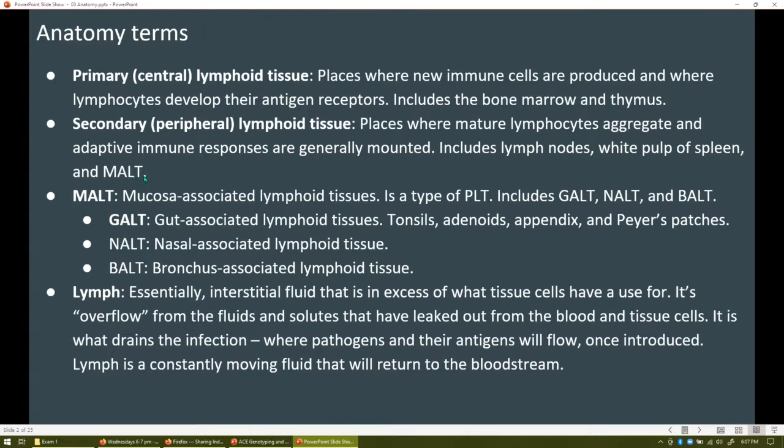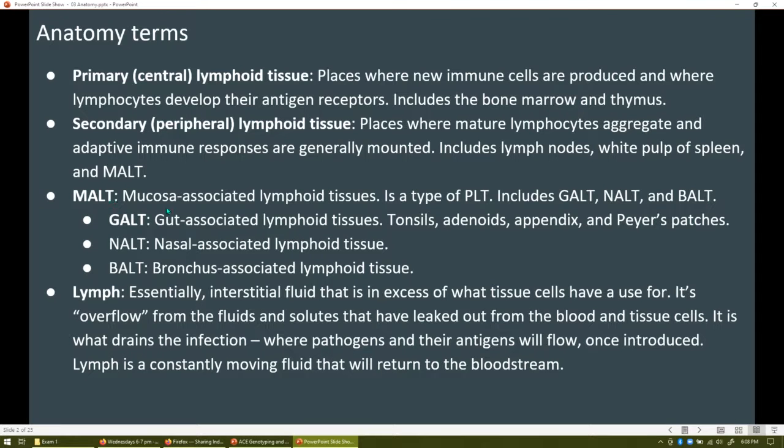mucosa-associated lymphoid tissues also. There is such a thing as tertiary lymphoid tissue, and that is temporary structures that form during an infection, usually in close proximity to the infection. You have B cells organizing into follicles that eventually disappear when the infection is fought off. And that is a tertiary lymphoid tissue. Not really covered in this class, though.